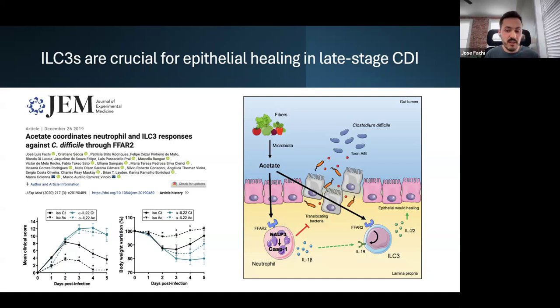So the epithelial cells proliferate, they produce antimicrobial peptides, and then they induce this recovery from the C. diff infection. And when we block IL-22 with antibody or use knockout mice, we don't see this recovery anymore. So the mice are still sick at the end of the infection.